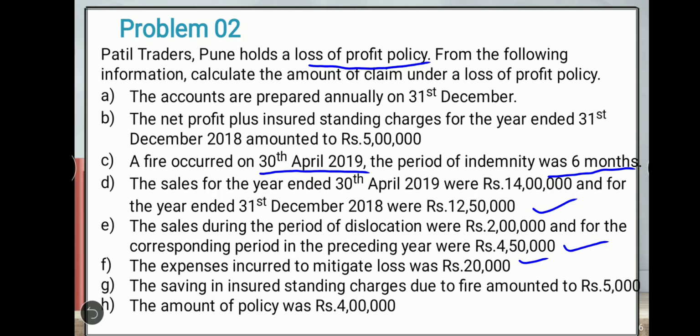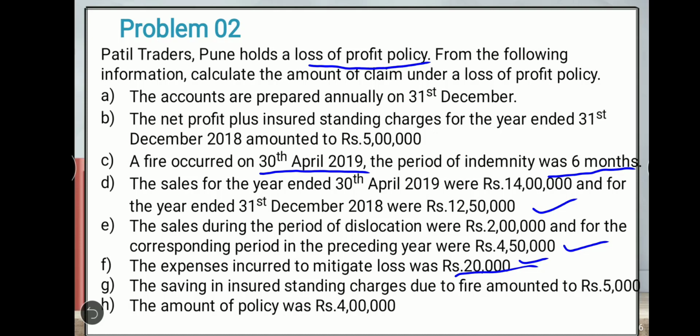So here in this example there is an increase in the expenses which is 20,000. What is this amount? So we have to reduce the loss in our business. So for that purpose there are some expenditure to minimize the loss, which is 20,000. We have to add this increased expenses in the loss of profit.